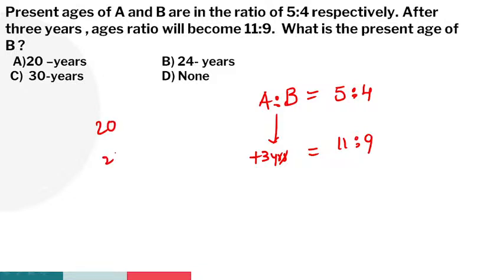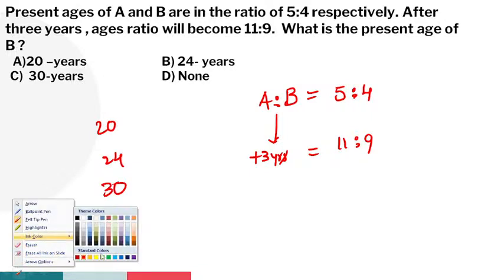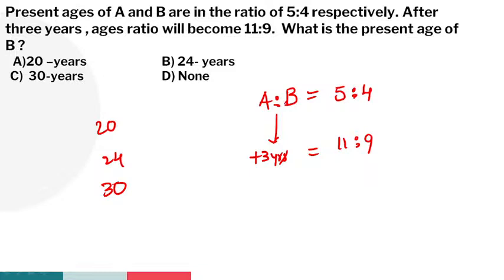So the first option is 20, second option is 24, third option is 30, guys. All right. We have to find out the percentage of B here. Present B is how many parts? 4 parts. After 3 years, B is how many parts? 9 parts. Go through option verification.